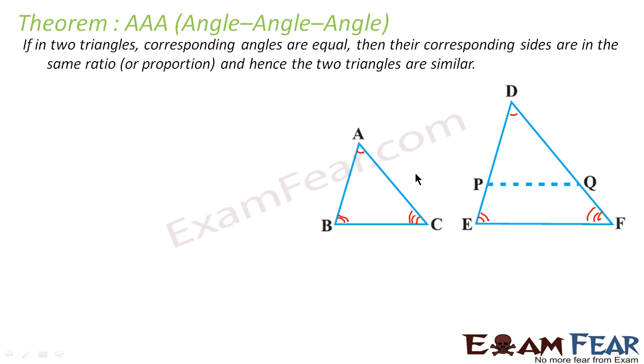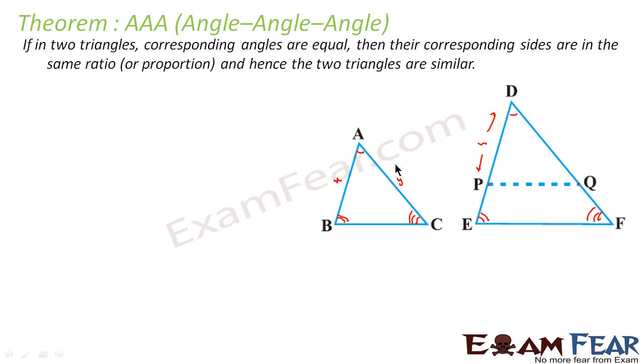To prove that, what we'll do is cut this side at point P and at point Q in such a way that angle ABC is congruent to angle DPQ. That is, this is X, this is also X, DP.